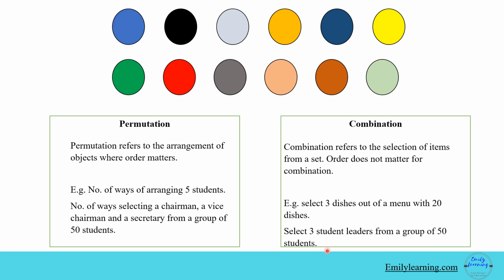They are all going to be student leaders. I'm not differentiating them as chairman, vice chairman, secretary, or other roles, so they are considered similar. In this case, order doesn't matter, so this would be a combination. This would be an example of a combination.